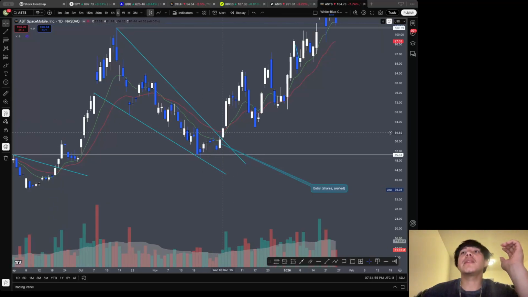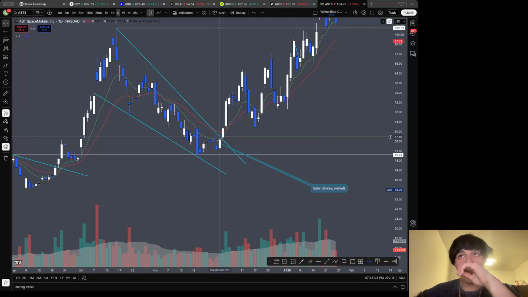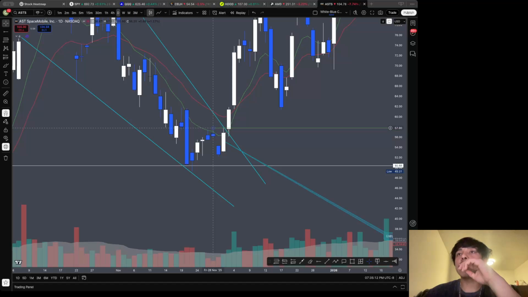So the way I would have taken this trade is if we break through this right here. So we have this downtrend and we're consolidating here. We have this level right here. We didn't quite break through it yet, right? So still waiting. Then we wait.